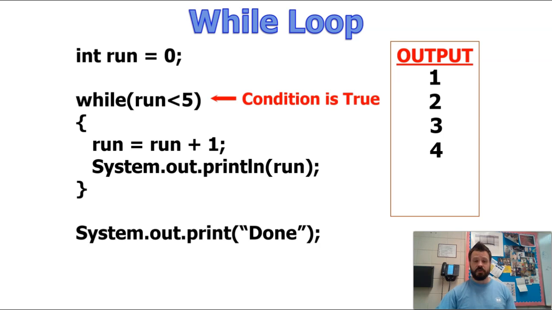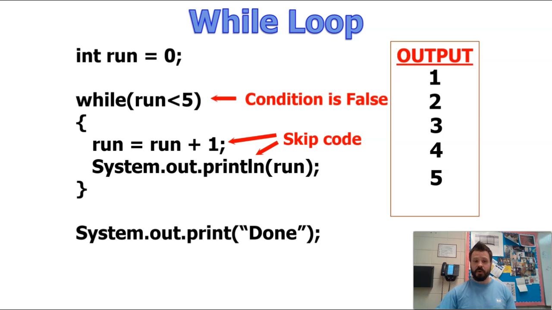Once again it's true. We'll run the code again. We'll get the 5. We'll go back to check the condition again. Right now run is 5. That's what just printed. Run is not less than 5. The condition is now false. So we'll skip the code and move on to what happens after the while loop, printing the done.